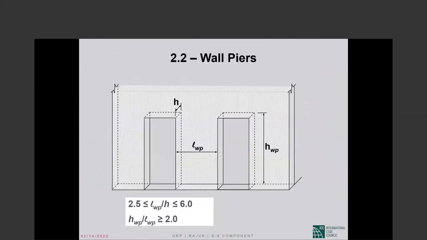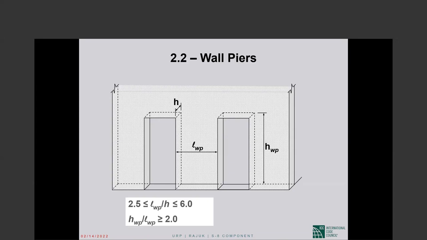Everything in ACI 318 is defined in chapter 2, section 2.2, and wall piers are no exception. So we have added this figure, and I would like you to take a look. I included this, although this is 318.11 stuff, because it is extremely important in my opinion.